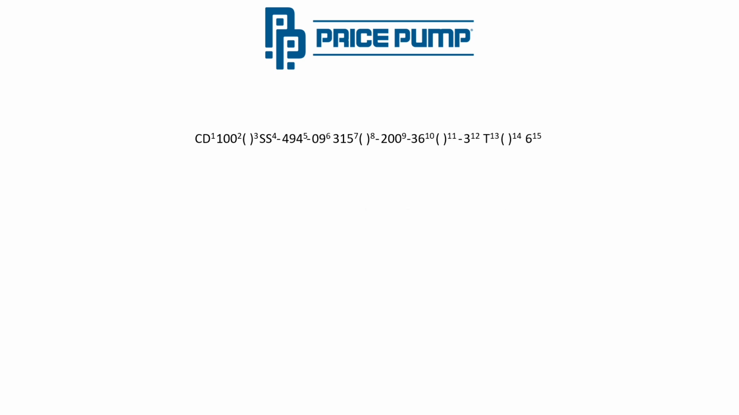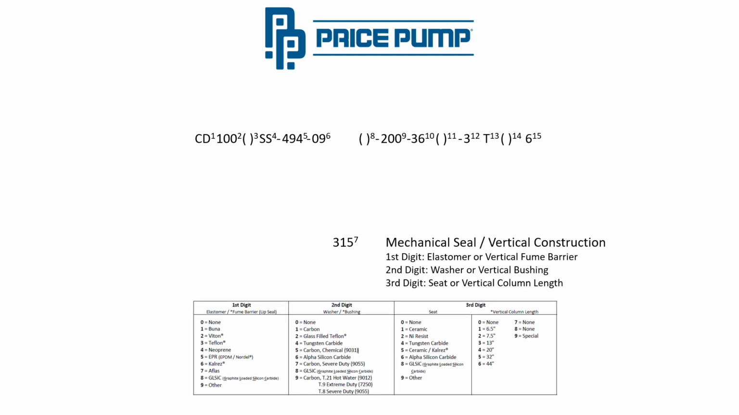Identifier number 7 shows numbers 3, 1, 5. This indicates the seal elastomer is Teflon, the washer or rotating seal piece is carbon, and the seat or stationary piece is ceramic with a Cal-Res O-ring.